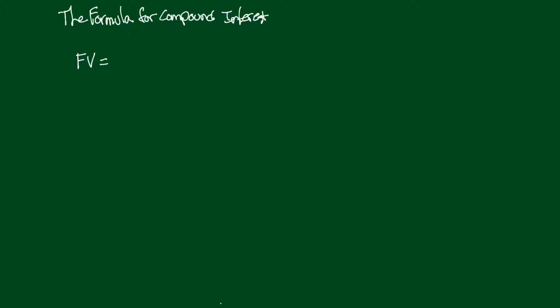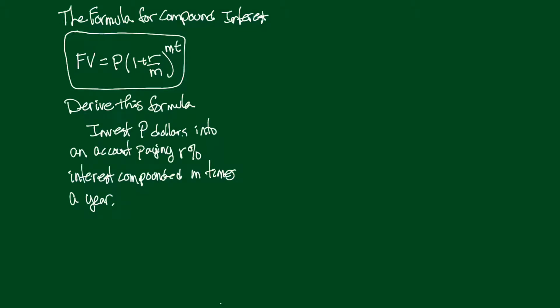So the future value is found by taking the principal, the amount that you invest, and then multiplying by this quantity, 1 plus r over m raised to the mt. We'll do some examples, but first of all, we're going to derive this formula. So we're going to start here, I'll do it up here.